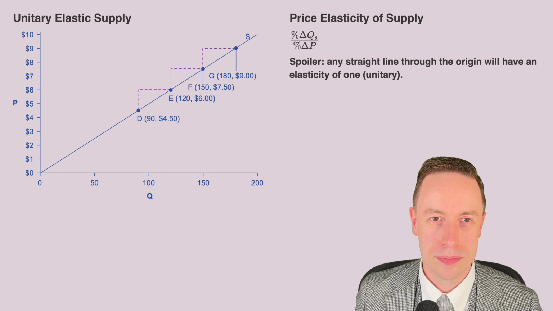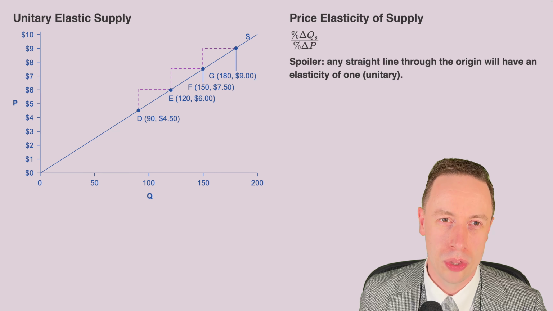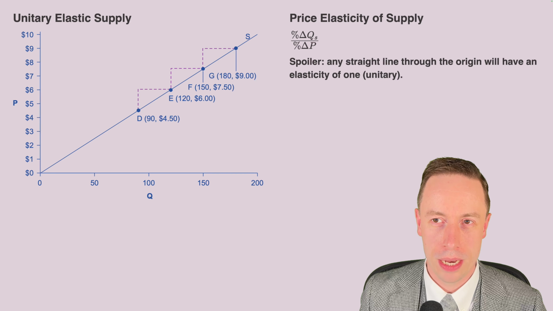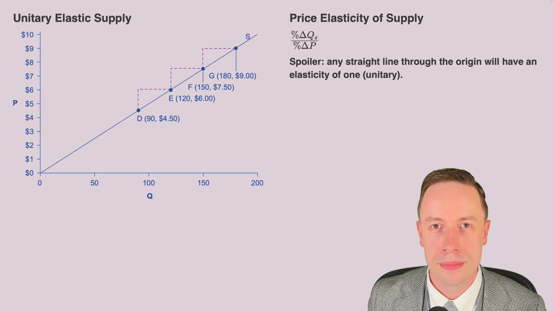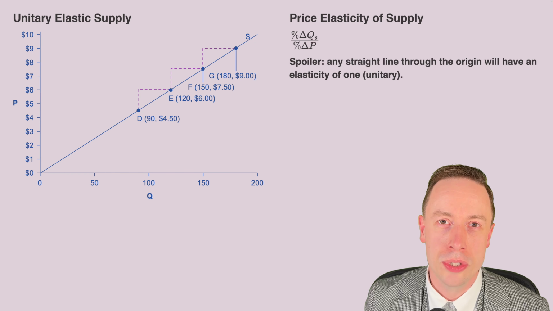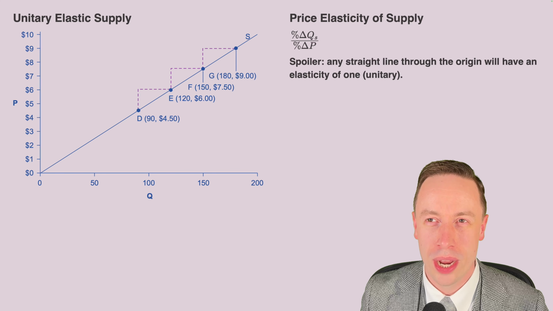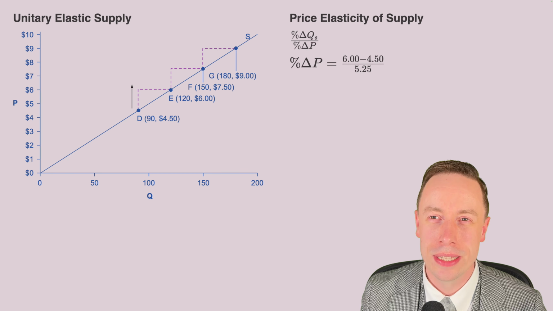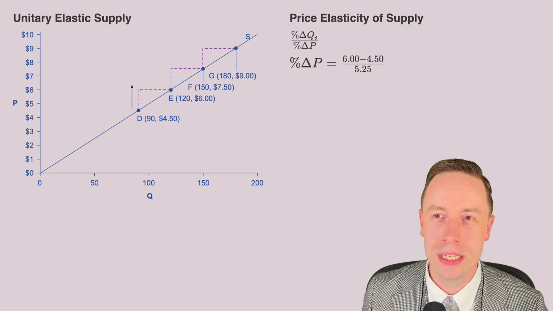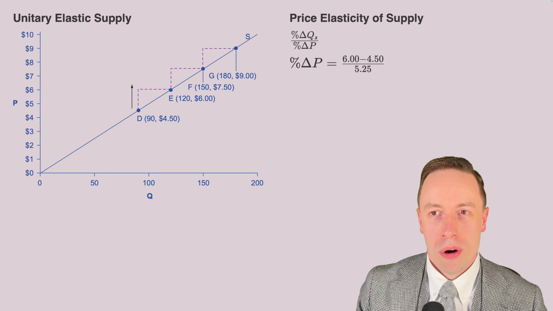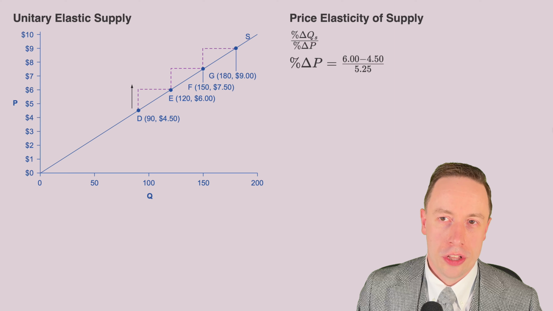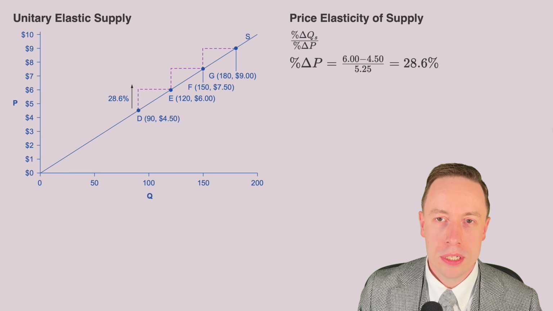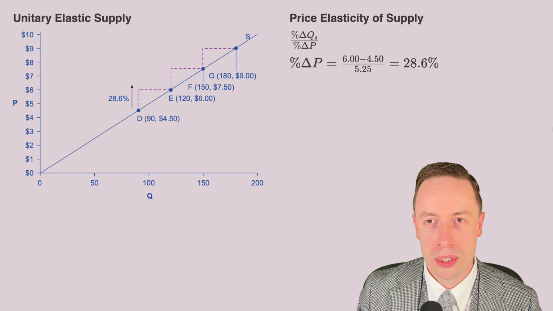So this one does work a little bit more in line with the concept of slope, but I hesitate to even say that because it isn't the same as the concept of slope. So let's go ahead and use this as a great opportunity to practice our elasticity calculations a little bit more. Starting at the bottom of the curve, point D. Going from $4.50 up to $6, that's a $1.50 change on a 5.25 midpoint, is a 28.6% increase.